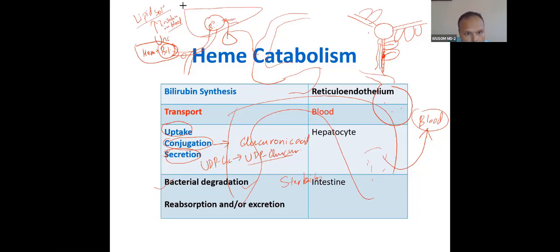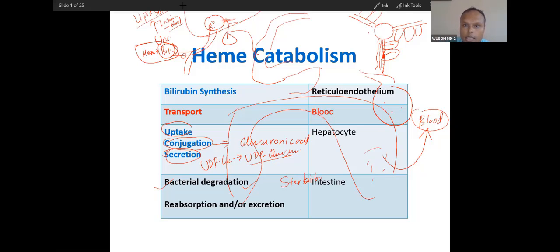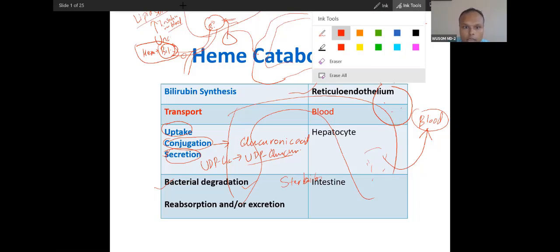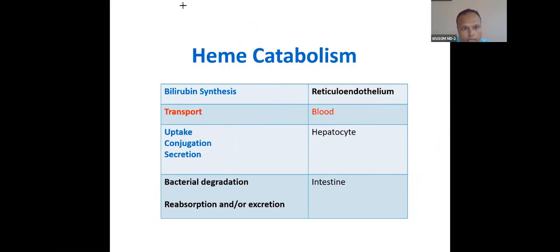For the timing, just remember these are the steps. You can see these are the steps here. The first step is bilirubin synthesis. The second step is bilirubin transport in blood. After blood, it will reach the hepatocyte from all the tissues, from bone marrow and spleen. In the hepatocyte, there will be uptake, conjugation, and secretion, and secretion into bile.